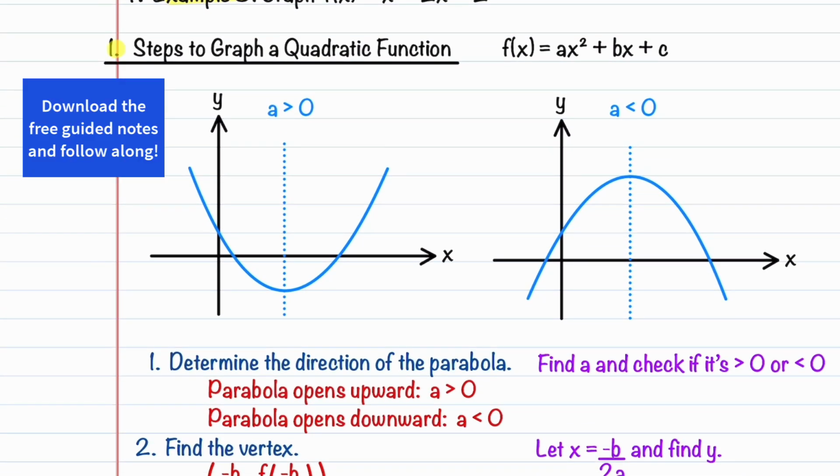I'm going to start by walking you through 6 steps that you can follow to graph any quadratic function. The quadratic function that you'll be graphing looks like f of x is equal to ax squared plus bx plus c. The first step is to determine the direction of the parabola. If a is greater than 0, the parabola opens upward, and if a is less than 0, the parabola opens downward. In order to check the direction of the parabola, all you have to do is find a and then check if it's greater than or less than 0.